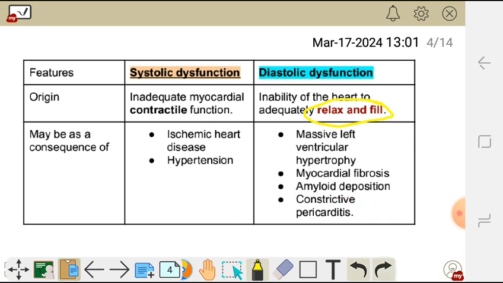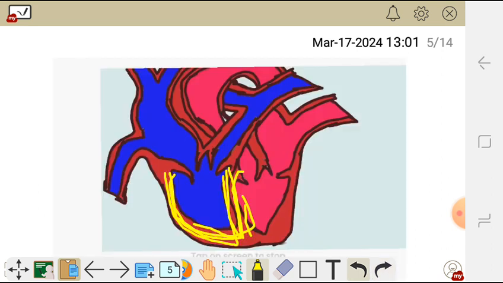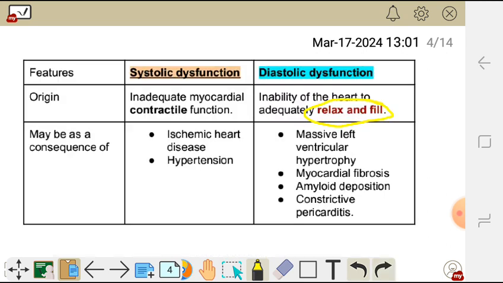Amyloid deposition of certain chemicals, certain masses in the myocardium can also cause disturbances in the relaxation of the myocardium, and that can cause diastolic dysfunction. We have constrictive pericarditis. Constrictive pericarditis can also cause diastolic dysfunction.